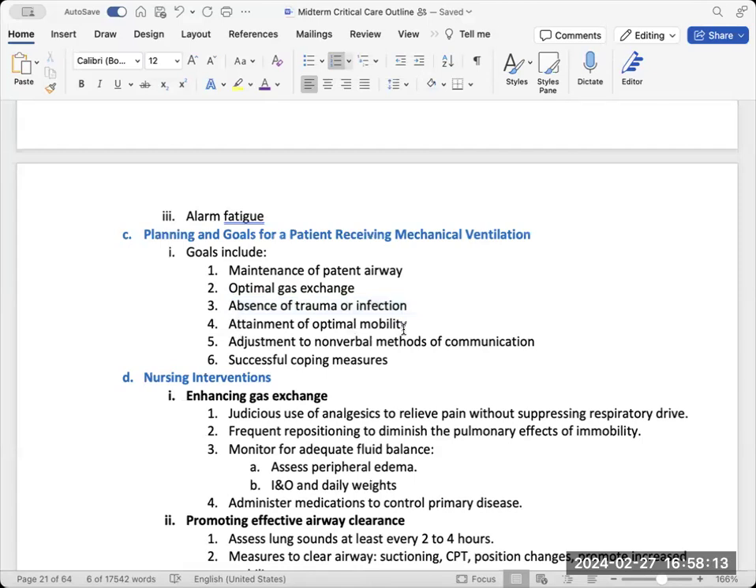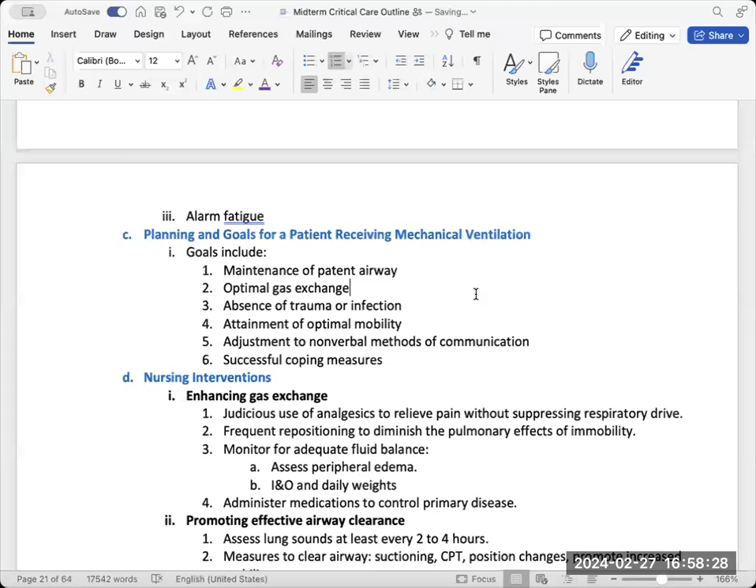We want to make sure they have optimal mobility the best that they can, right? In terms of making sure we move them so that they also don't get a buildup of secretions and things, right? Adjustments to nonverbal methods of communication, right? Because they're not going to be able to speak, so they should be able to write and things like that. And they need successful coping measures. We want to make sure that they're able to cope with these new changes.